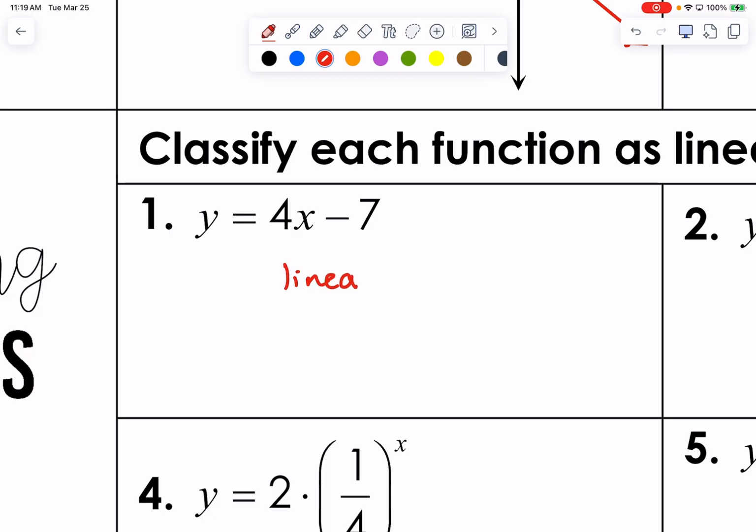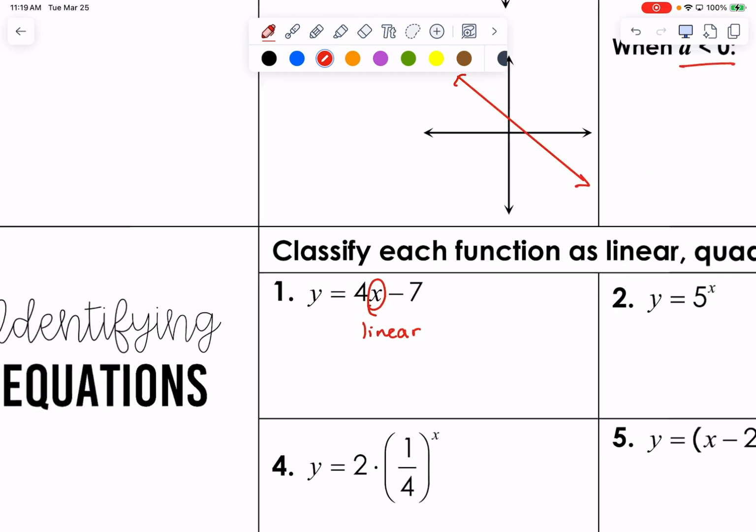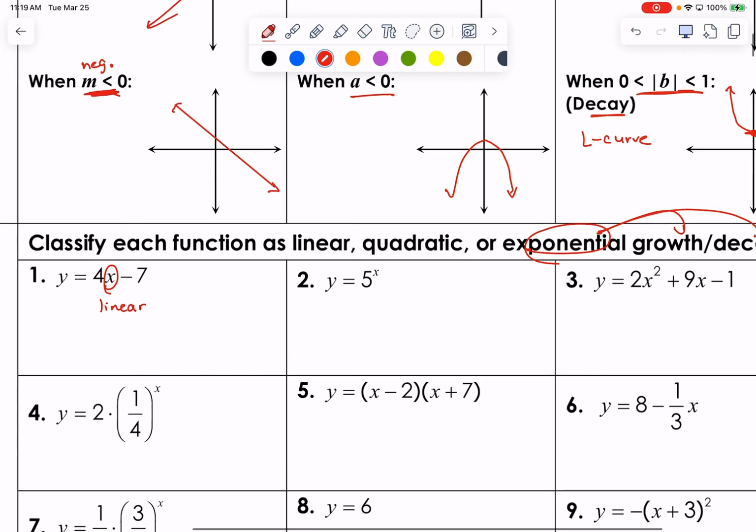I'm going to tell you the key is linear. It's just x. It's plain old x to the first power. That's all you have to do.